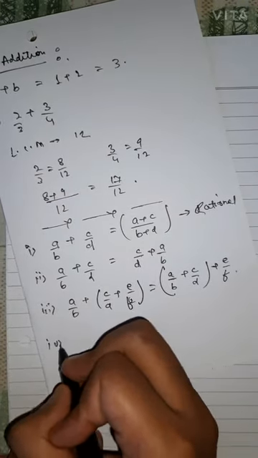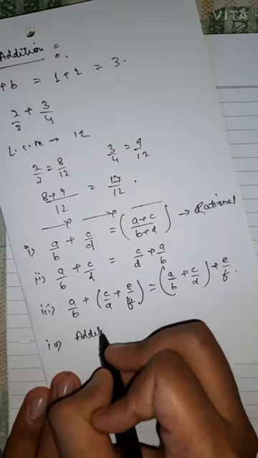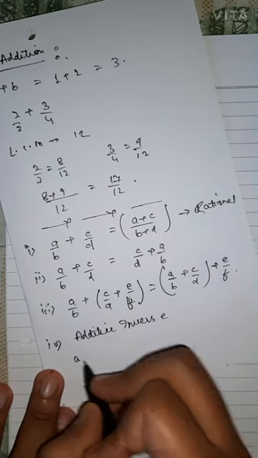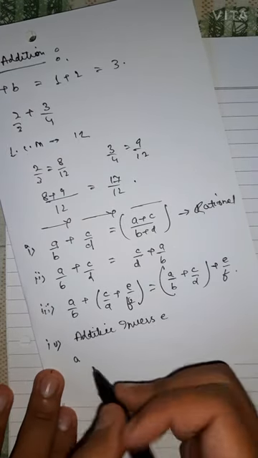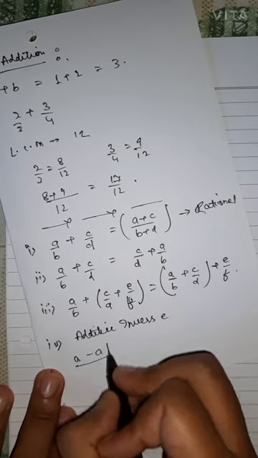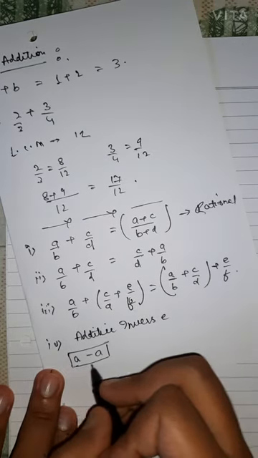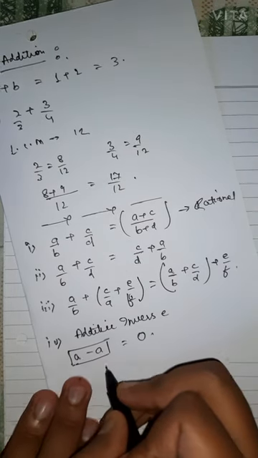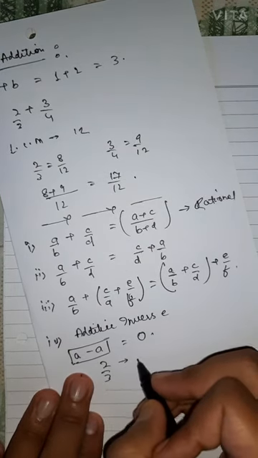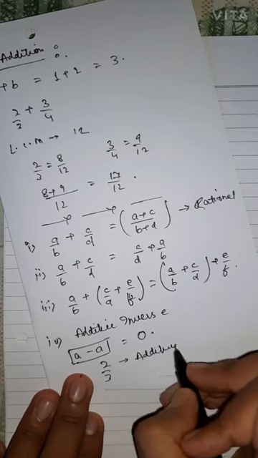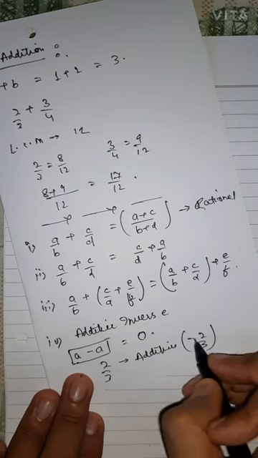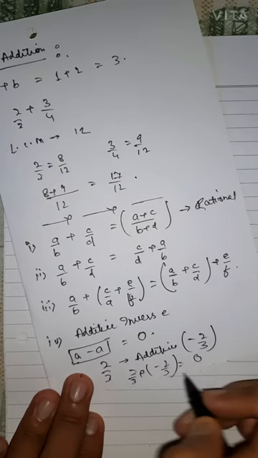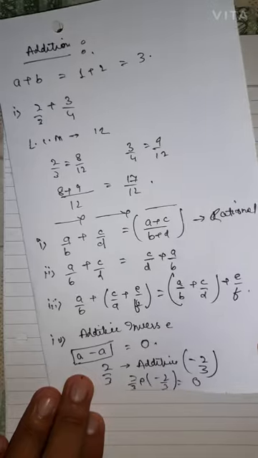Fourth property, it is additive inverse. What is additive inverse? If there is any number a, so additive inverse of a is minus a. It means any number which can cancel the result, that can add up and give the result 0. For example, 2 by 3, इसका additive inverse होगा minus 2 by 3. So 2 by 3 plus minus 2 by 3 will be 0. So this is the concept of additive inverse.